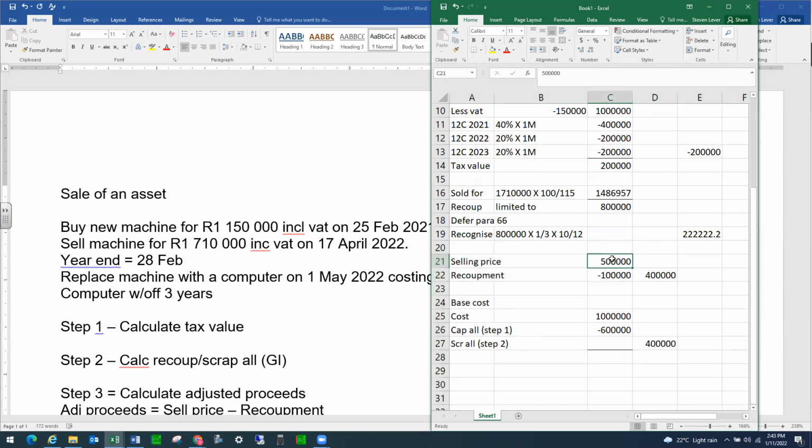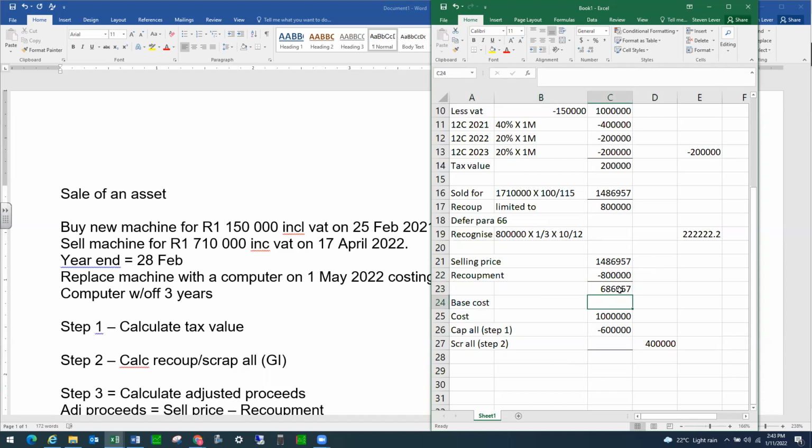So set price, how much did we sell the asset for? 686,957, up here. The amount. How much was the recoupment? Tell me. 800,000. Okay, so the recoupment's 800,000. You comfortable? Yeah. Okay, and I'm going to do something different here. I'm going to just do that for the time being. So there's your proceeds. Is that okay?